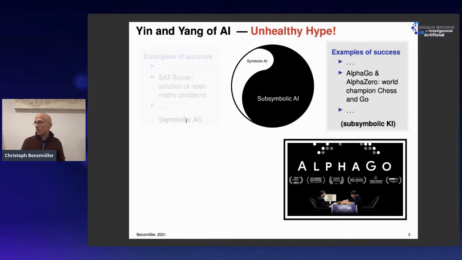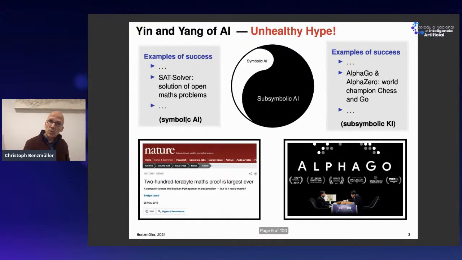And you see nowadays you even have them celebrated in blockbuster movies. But on the other hand, you have also excellent successes on the side of symbolic AI. We shouldn't forget about them.